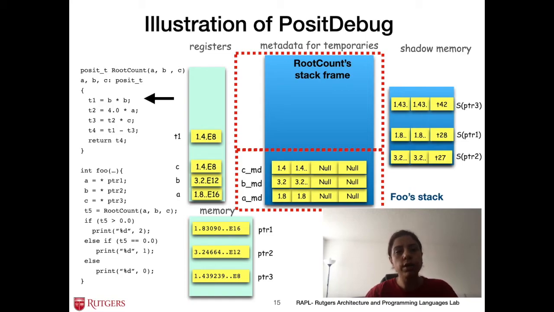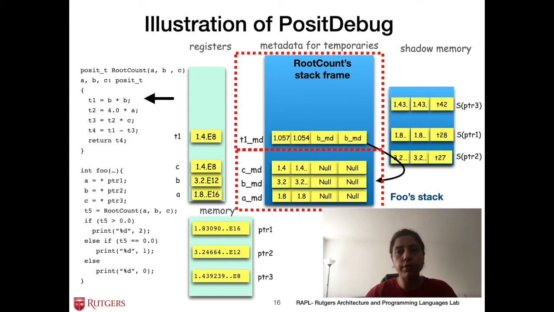Now I'm calling the root count function. For details on how we handle function arguments and return, please see the paper. In the root count function, we are creating a new variable t1. In shadow execution, we create metadata for t1 in the root count stack frame. We do real computation with the real value of b and store it in t1's metadata.